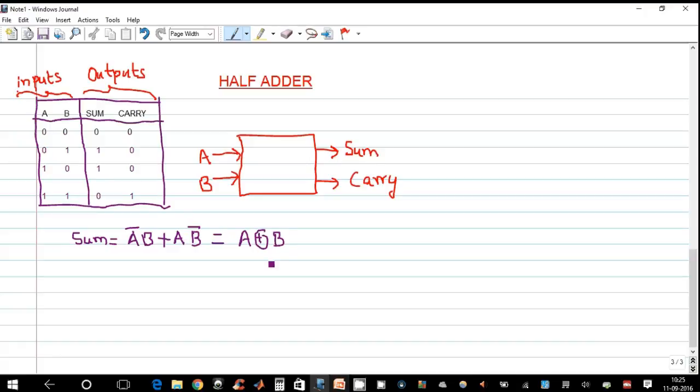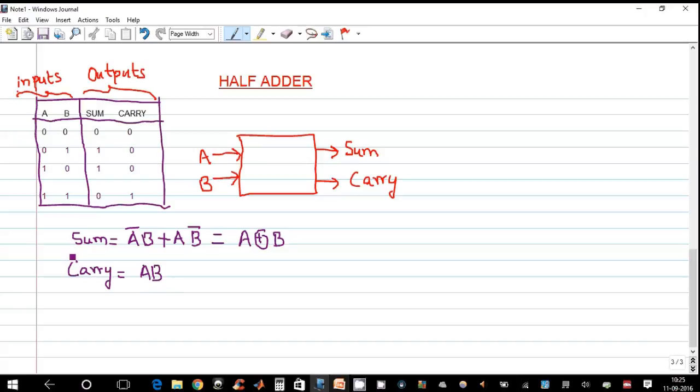So this is our sum expression. Similarly, the carry you see here, the carry is 1 only for one set of inputs. So this carry equal to 1 for the inputs A equal to 1 and B equal to 1. So the expression for carry will be: A is 1, so it is A, and B is 1, so B. So the AND of A and B.